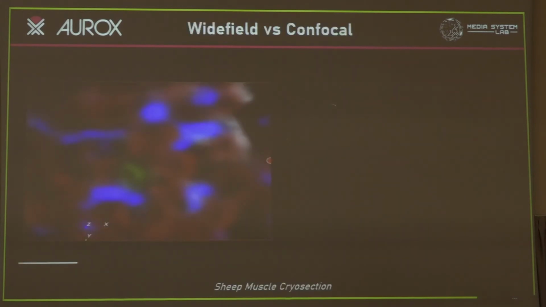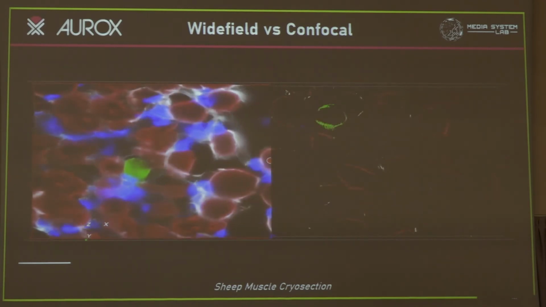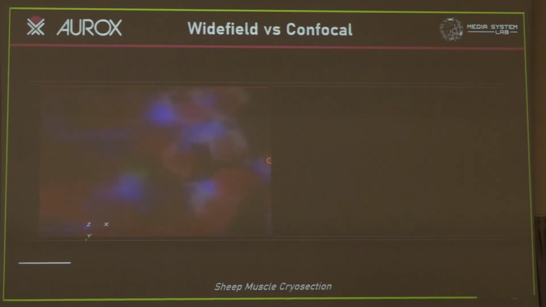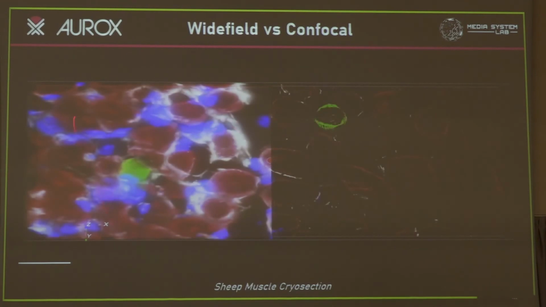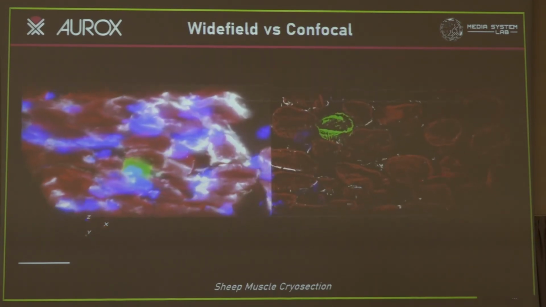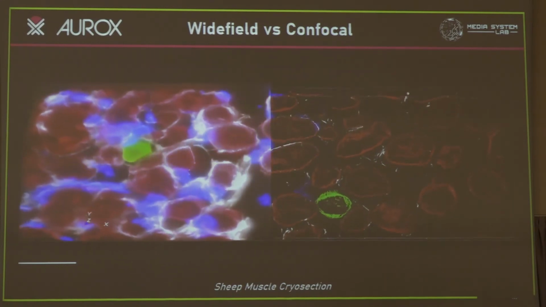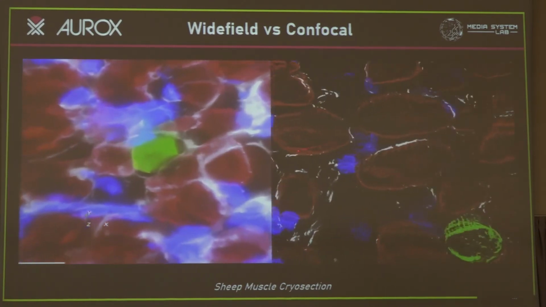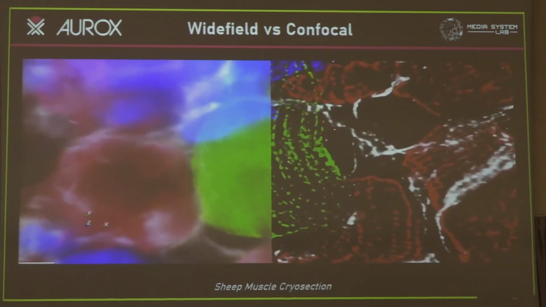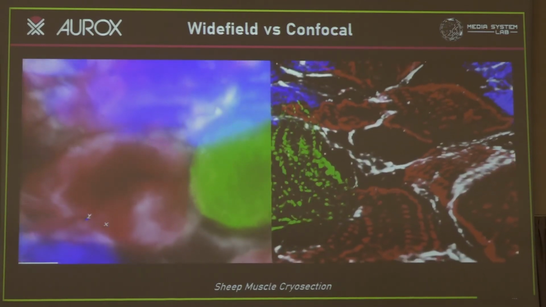Okay. To show you the improvements that Clarity can bring to your own wide field, I chose again a muscle cryosection, a muscle example for this meeting. On the left side we have the wide field, on the right side we have the confocal. I'm not here to explain to you the differences between spinning disk and wide field, but of course I just wanted to show you the muscle cryosection.